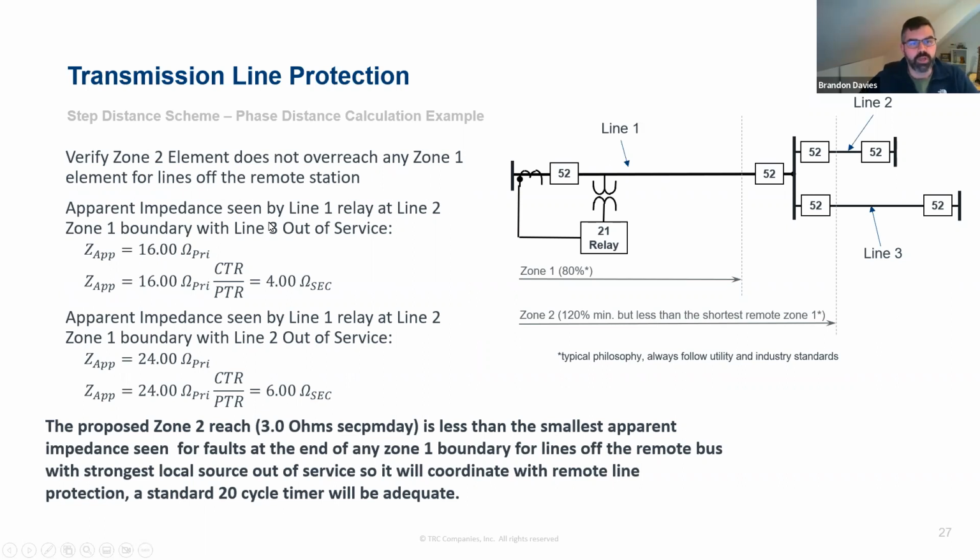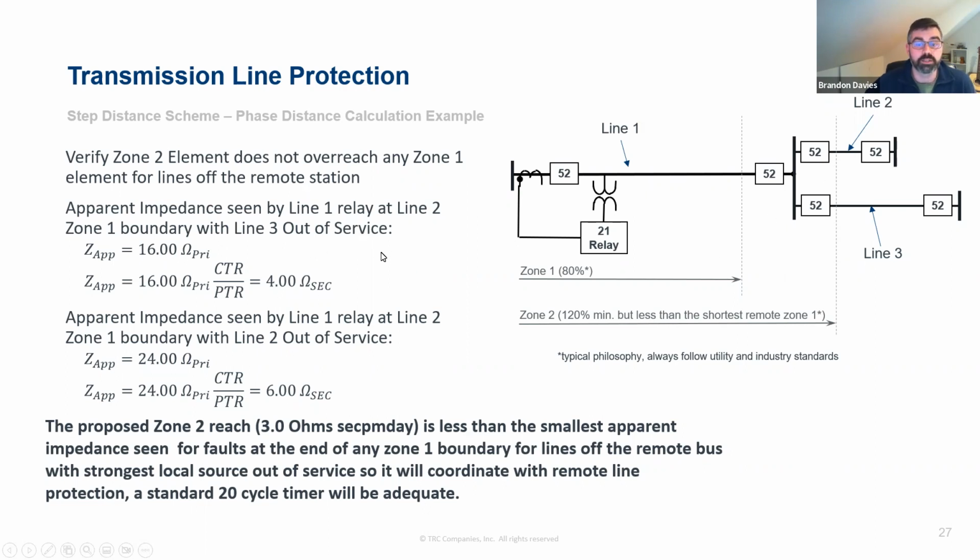So now that we've come up with our suggested set points, we need to do some other checks and verification to make sure that the elements are going to coordinate properly. One of the checks is that our zone 2 element, this overreaching element, does not overreach the remote line zone 1, because we've got this element delayed for, let's say, 20 cycles. If it overreaches the remote zone 1, it's going to be operating at the same time as that remote line's zone 2 protection, which probably is also programmed at that same 20 cycles. So now both of the relays will be operating with the same time delay for the same fault, in which case we really have lost coordination, and we've lost that selectivity of our protection scheme.